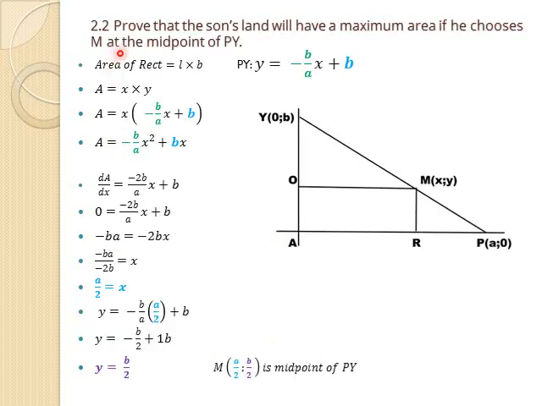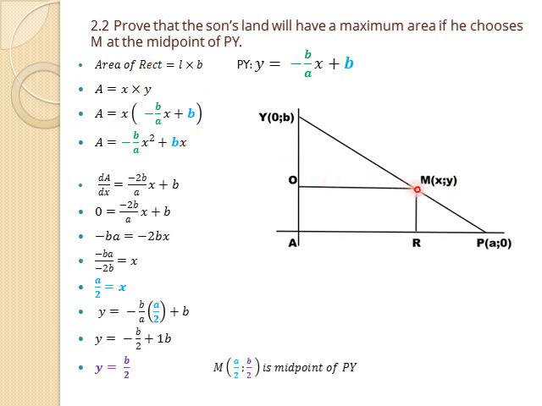For the second question, prove that the son's land will have a maximum area if he chooses M at the midpoint of PY. So first, we should know the area of a rectangle is length times breadth. At the same time, we have PY, which equals minus B over A X plus B. Right? So for the area of my rectangle, X from 0 to M is X, and from R to M is Y. So therefore, X times Y for the area of the rectangle.